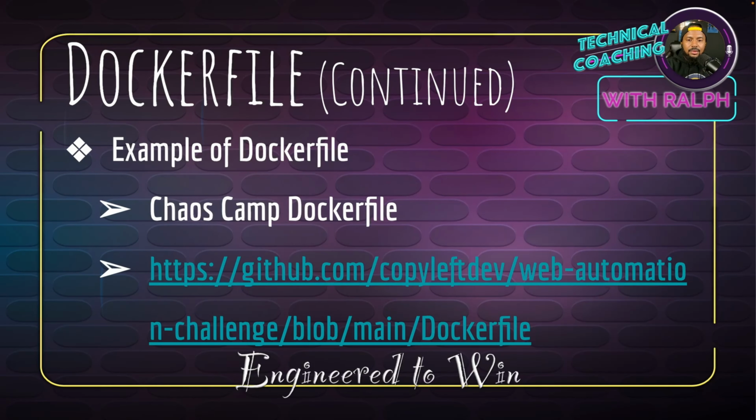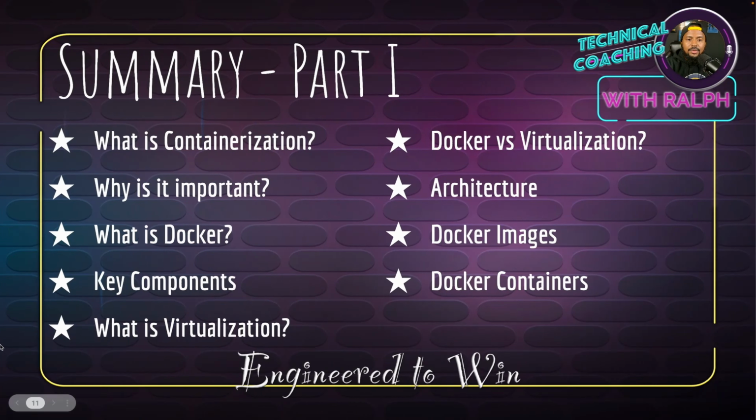So in summary, for part one, we covered what containerization is, why it's important, what Docker is, the key components of Docker, what virtualization is and how that compares to containerization and Docker, the Docker architecture, Docker images, and what Docker containers are, which we gave a very brief overview of as it relates to the Dockerfile and Docker Compose.